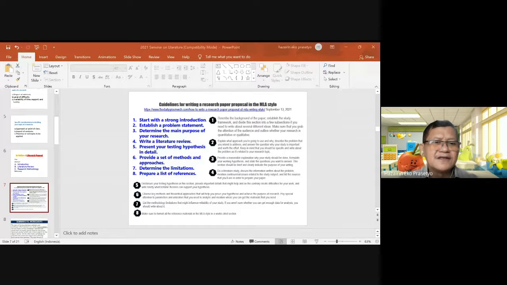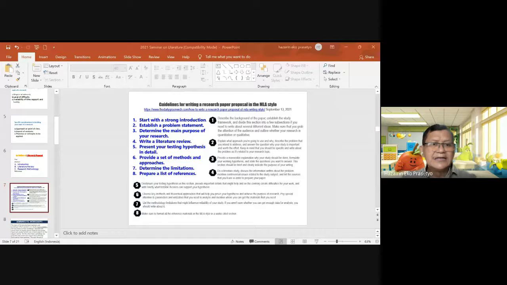Okay, that's the introduction. And now let's go to literature review. Literature here is not the same as literature as the name of a collection of literary works. Literature here means the references, okay? References that you are going to use, references that you have already read and understood are very important in developing your introduction, in developing your literature review, in developing your instruments for data collection.